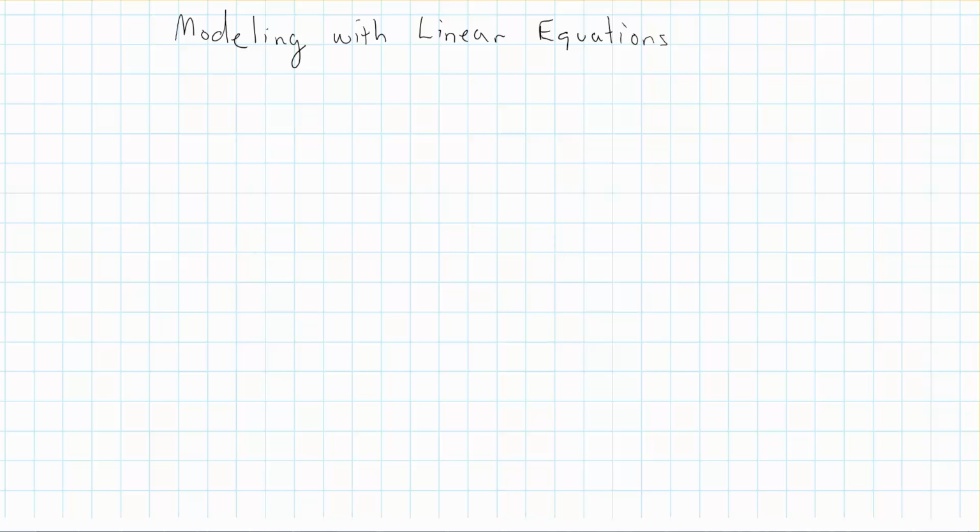We're now going to move on to modeling with linear equations. In the previous video we talked about solving linear equations with one variable. Now we're going to talk about modeling problems with these. Some people don't like this section or this video because it's dealing with story problems.